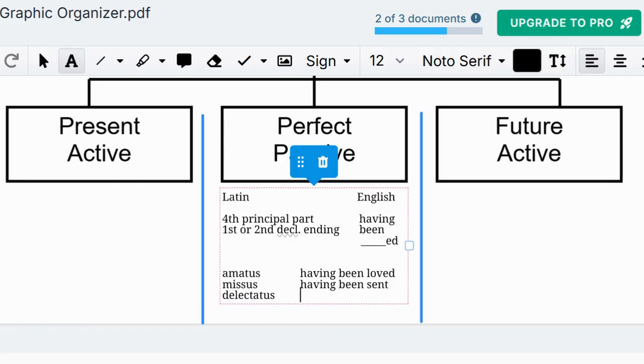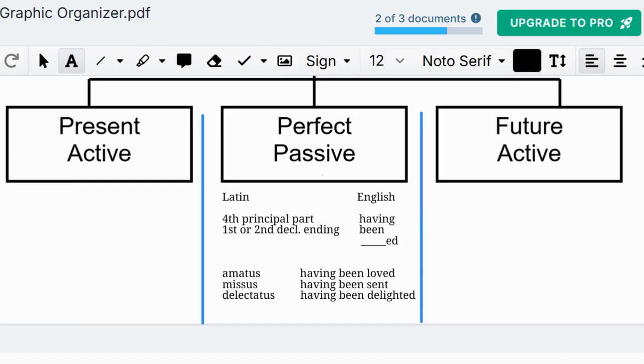Delectatus, having been delighted. Okay? So those are the notes I want you to take on your paper. Now, I want you to look at your Google Classroom, and I want you to open the activity for today, which is exercise 33B.